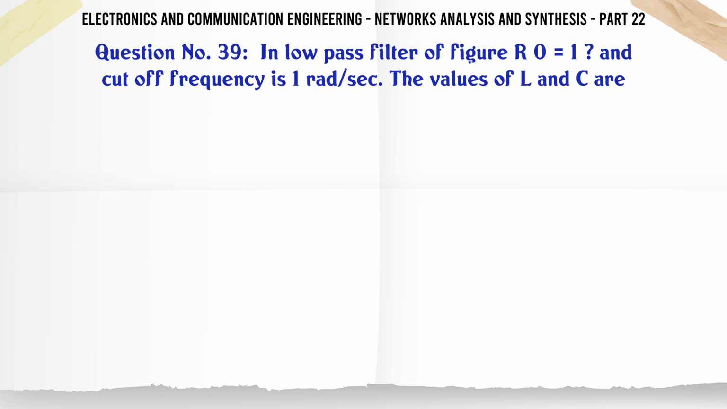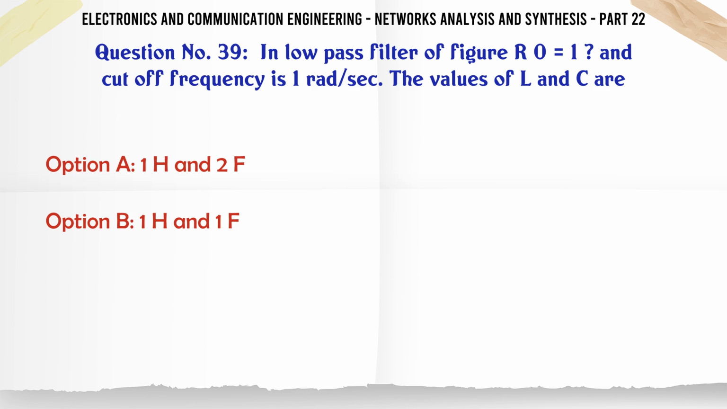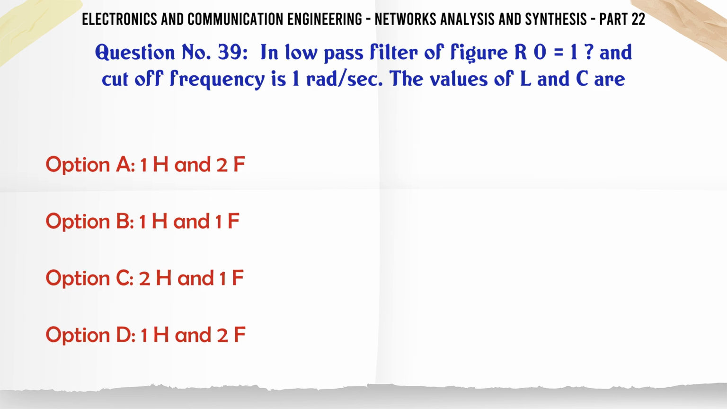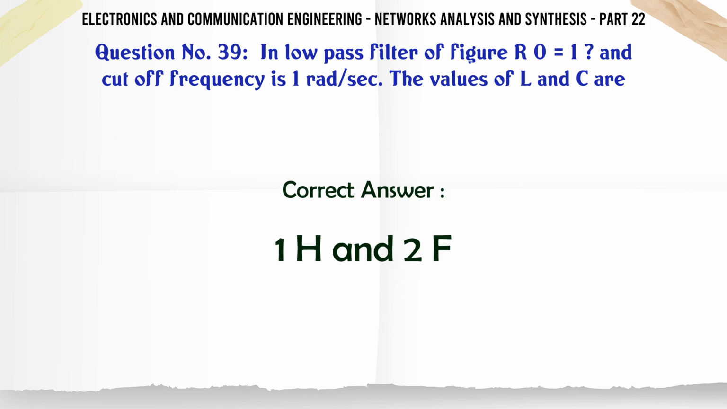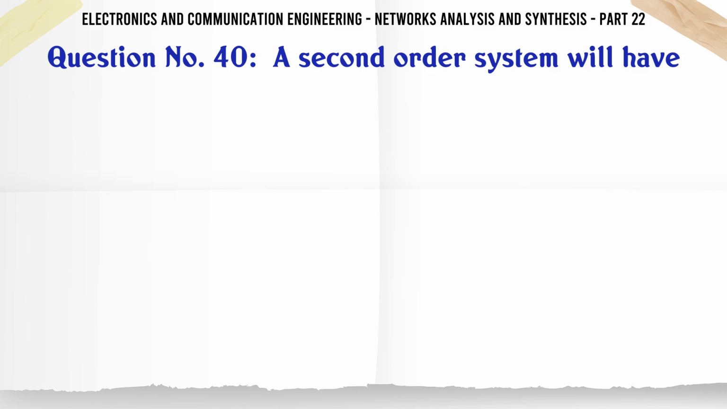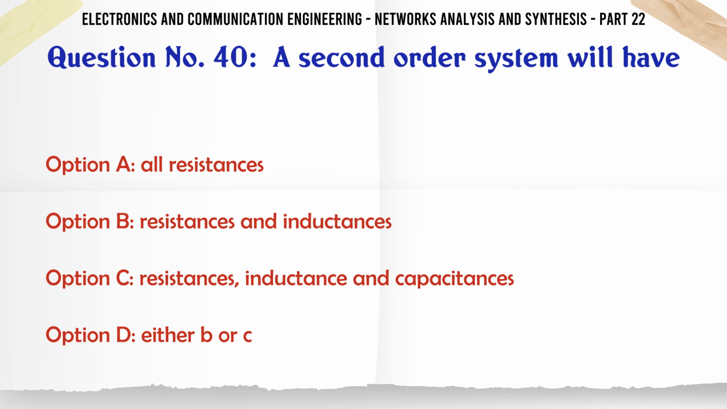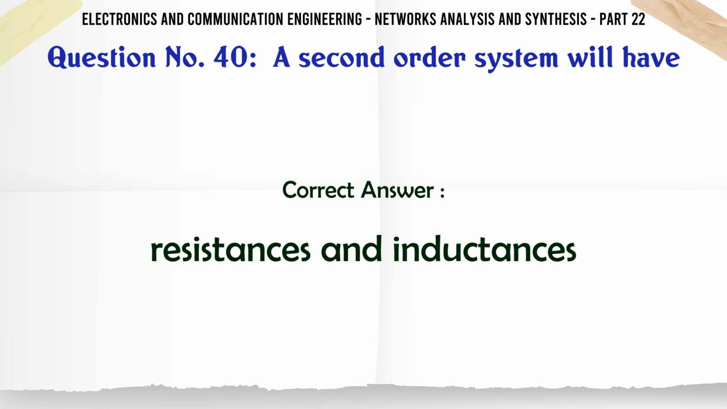In the low-pass filter of the figure, R = 1 ohm and the cut-off frequency is 1 rad/sec. The values of L and C are A. 1 H and 2 F, B. 1 H and 1 F, C. 2 H and 1 F, D. 1 H and 2 F. The correct answer is 1 H and 2 F. A second-order system will have A. all resistances, B. resistances and inductances, C. resistances, inductance and capacitance, D. either B or C. The correct answer is resistances and inductances.